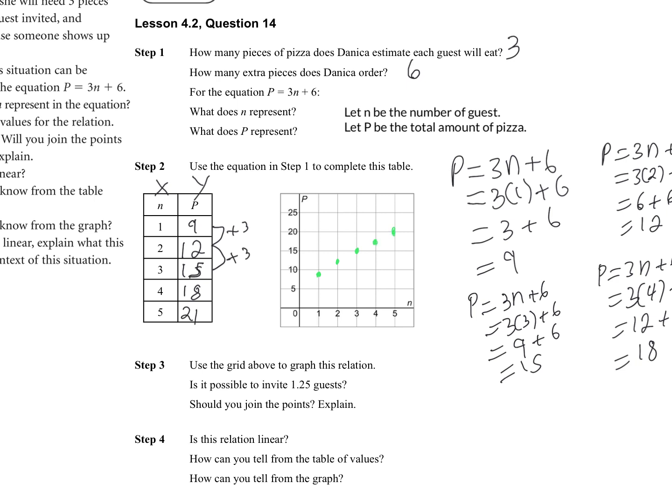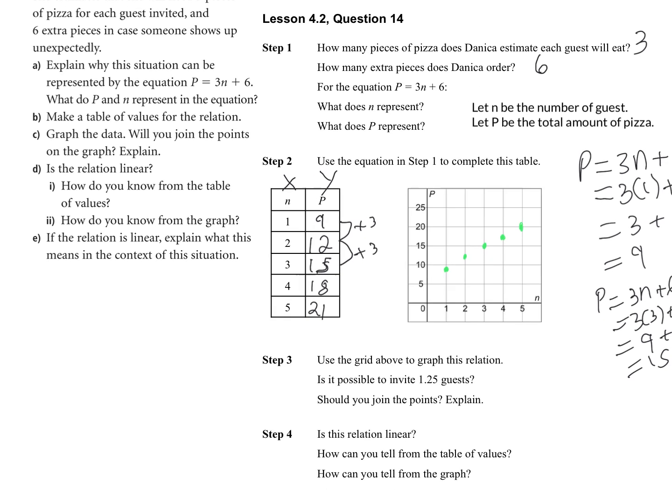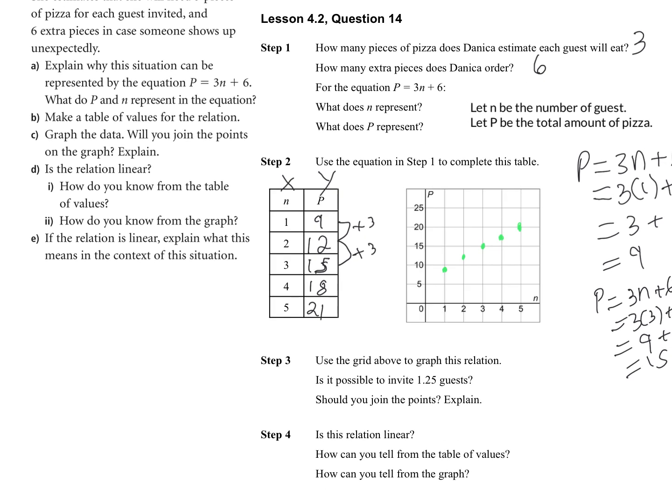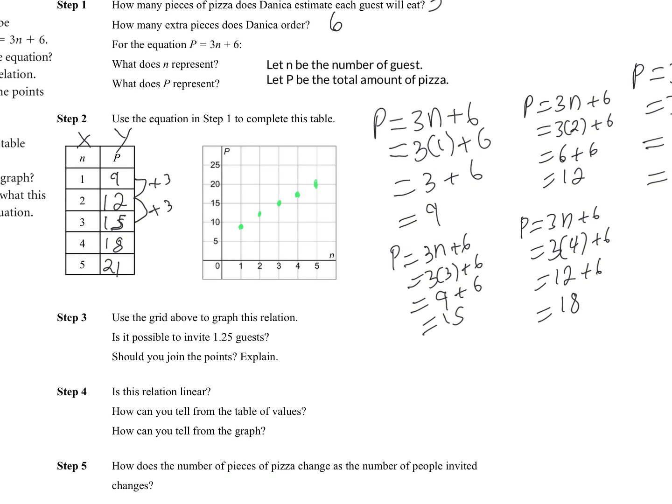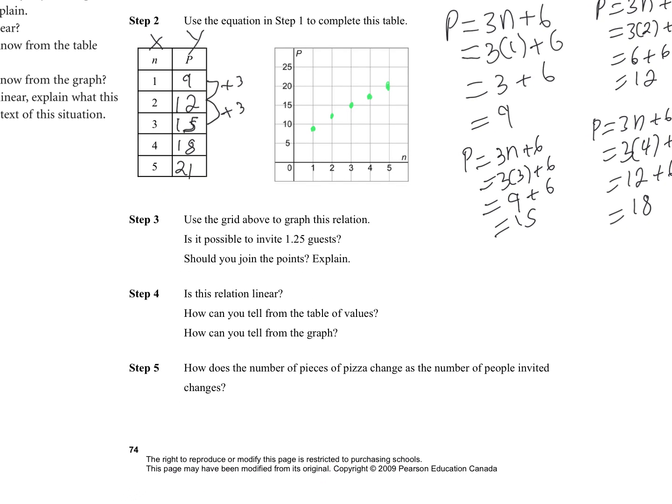So now we have ourselves a straight line. Those points form a straight line. And the question is, do we join these points? Do we join the line? Really, what they're asking us is whether the data we have here is discrete or not. To figure that out, we're going to look at part 3 right here, and it says, use the grid above to graph this relation. Is it possible to invite 1.25 guests? Should you join the points? Explain.